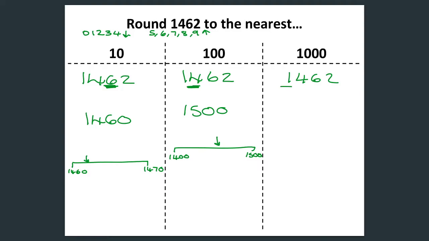And that's on 1,000. So we're going to underline our 1,000. So we've got 1,000 and 2,000. So where is 1462 going to lie on this scale? Well, it's a 4, so it's going to go down. It must be closer to 1,000. So the answer is 1,000.